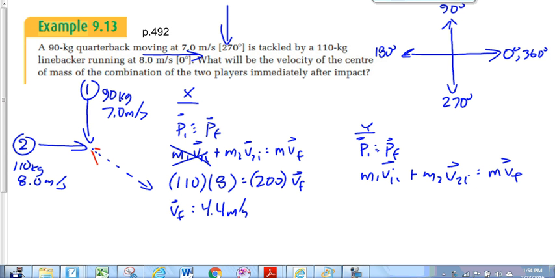What's V1I now? 0? It was 0 before. Same question, isn't it? 0 again? No, V1I isn't 0. When analyzing the x component, ignore y. When analyzing the y component, ignore x. Is that 7 meters per second on the x-axis or the y-axis?